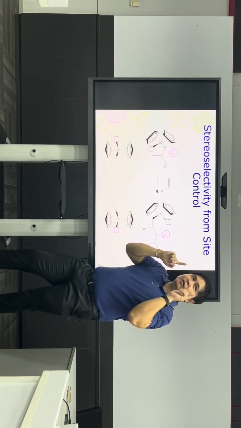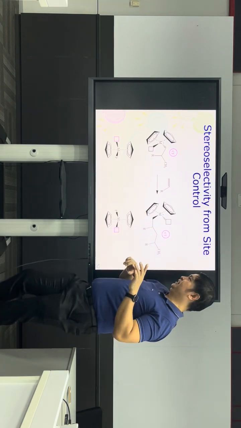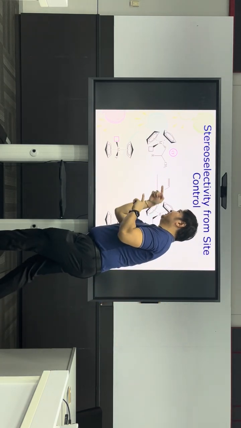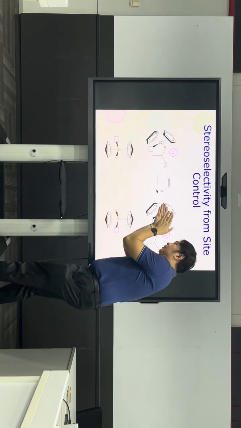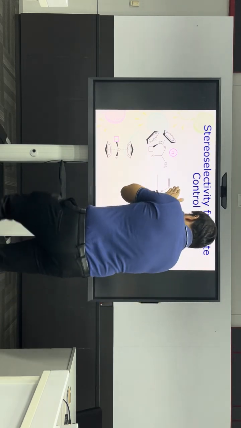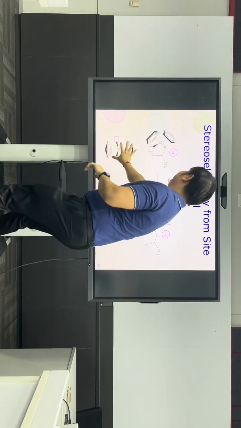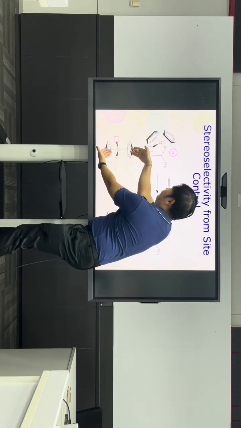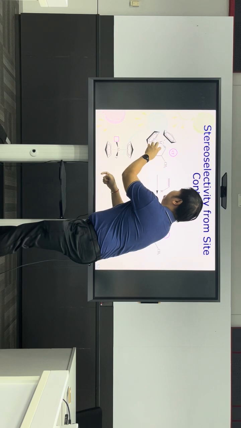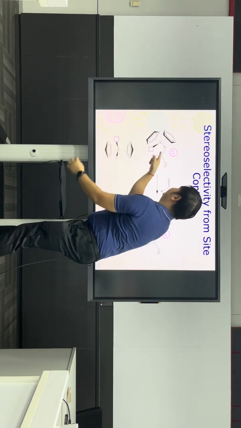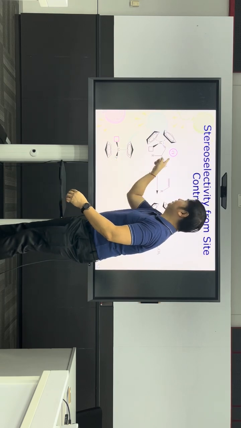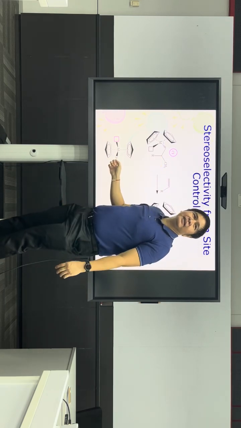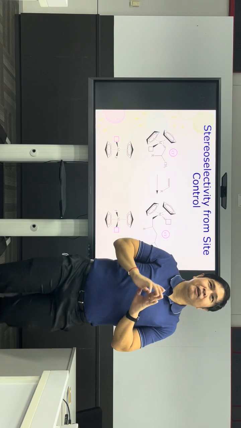Now, look at this carefully, okay? I'm looking at this direction. This is what I'm seeing. We have the Cp on the back. We have this methyl on the left-hand side. We have the R group there, P on the polymer chain, on the right-hand side. Do you follow me at this point?